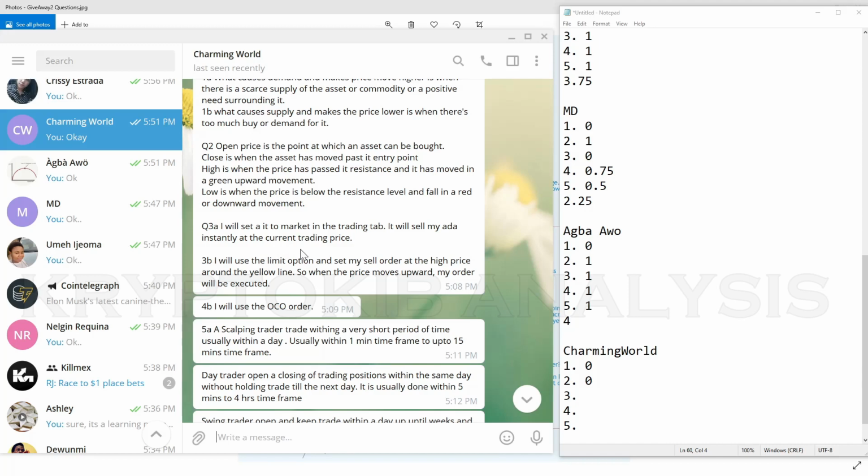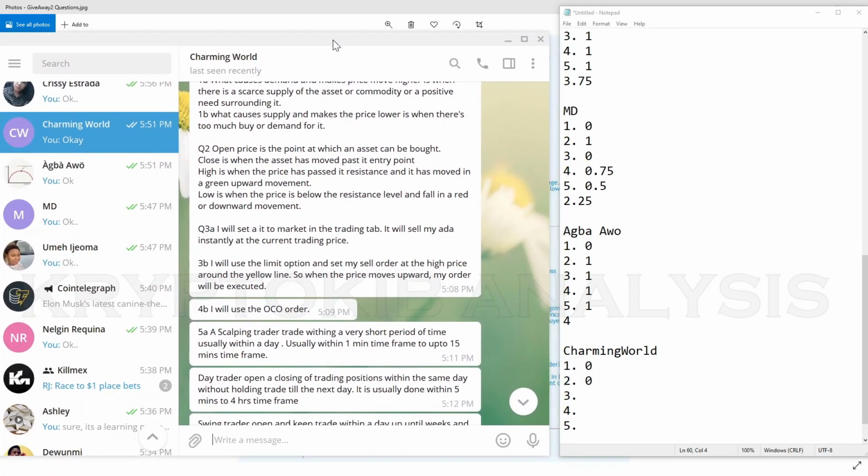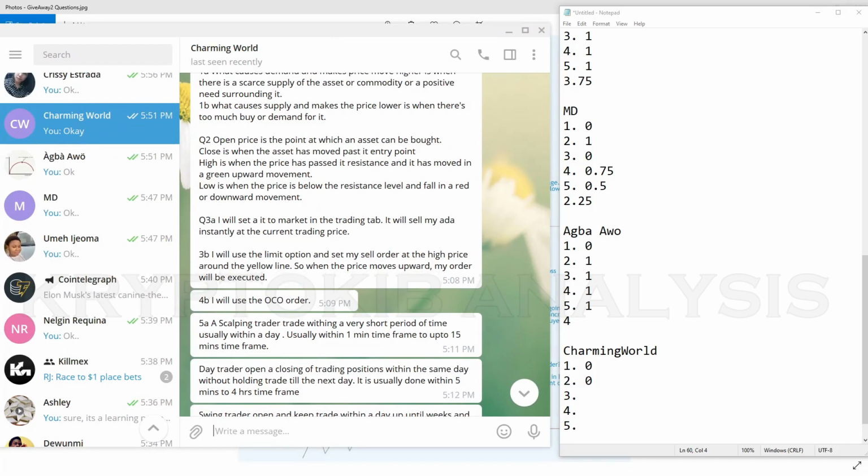Okay, because the question was how will the market sell order be placed? Is it be placed, or how will it execute? How will it be completely filled? But she said it will sell instantly at the current trading price. That is also correct. Yes. So we should give half price here or half mark. Okay, so that's 0.25 so far.